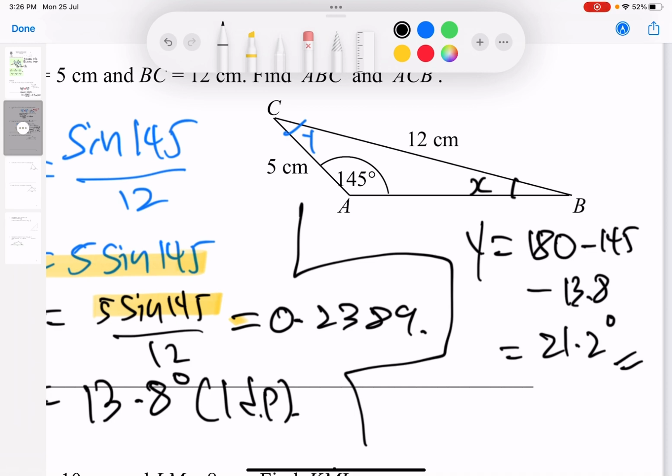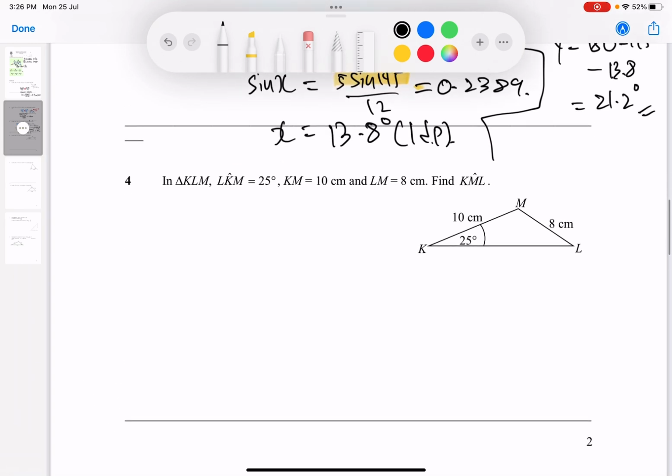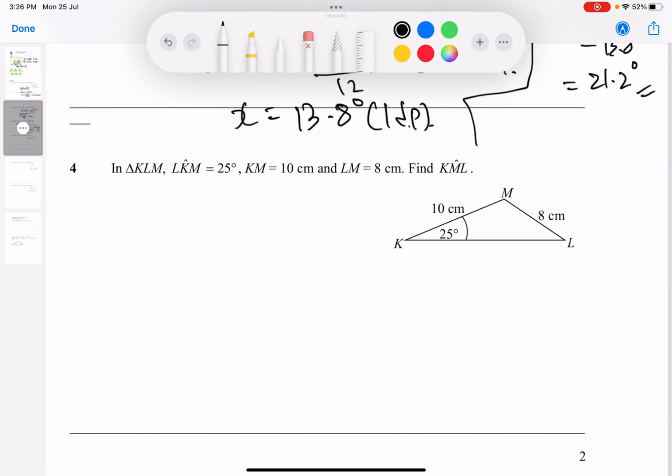The last one, let's look at the one that is below. Question number 4. Find angle KML. Where is KML? KML is over here. Before you leave here, make sure you can do this question by yourself. Don't leave here without knowing how to do this question. I give you about 2 minutes to try by yourself first.